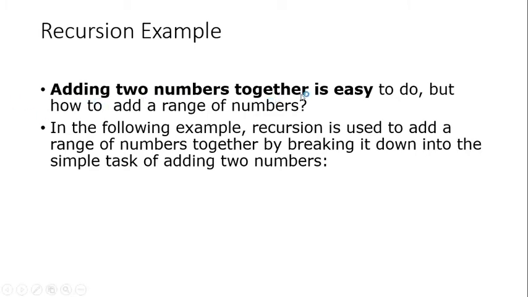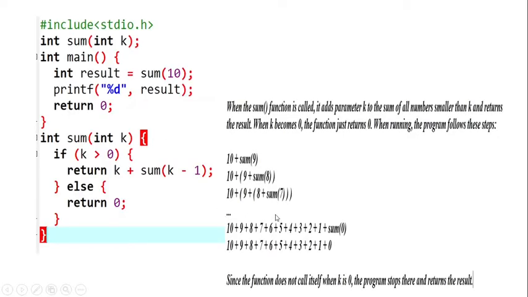So adding two numbers together is easy to do, but how to add a range of numbers? In the following example, recursion is used to add a range of numbers together by breaking it down into the simple task of adding two numbers. So basically, we are going to see how recursion can be used for adding numbers. Here you can see this code, which is the addition of the natural numbers 1 to 10.